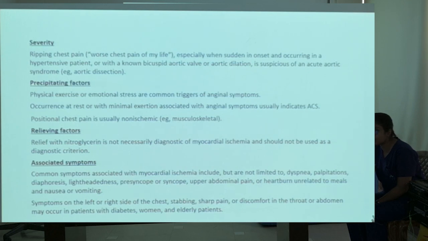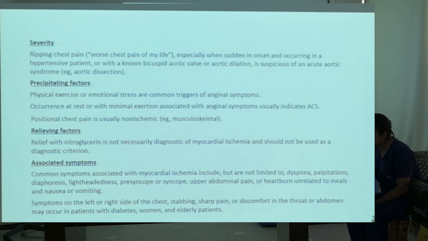As far as the precipitating factors are concerned, physical exercise or emotional stress are common triggers for anginal symptoms. Occurrence at rest or with minimal exertion usually indicates acute coronary syndrome. Positional chest pain is usually non-ischemic; it can be musculoskeletal. Relief with nitroglycerin is not necessarily diagnostic of myocardial ischemia and should not be used as a diagnostic criterion.